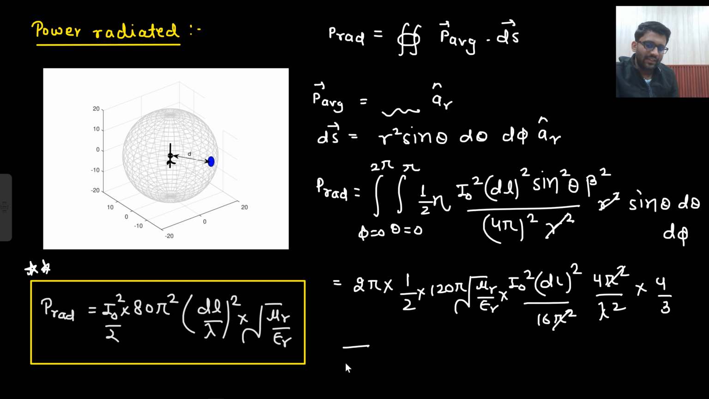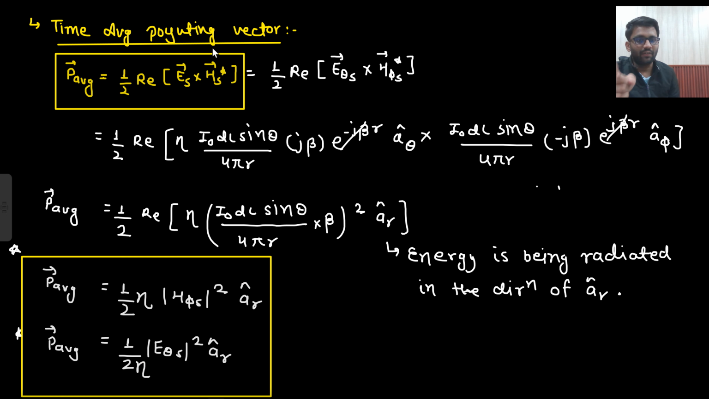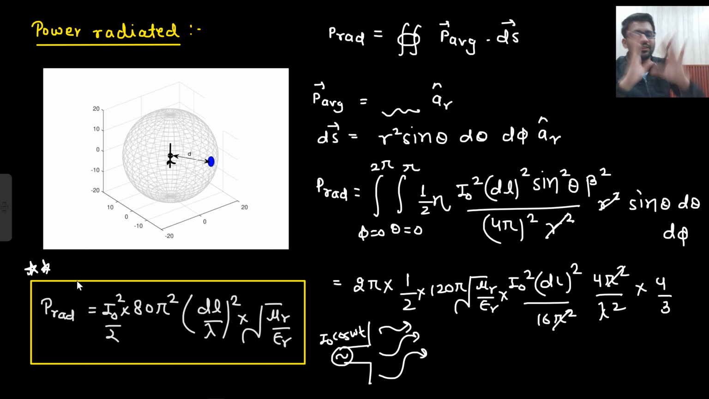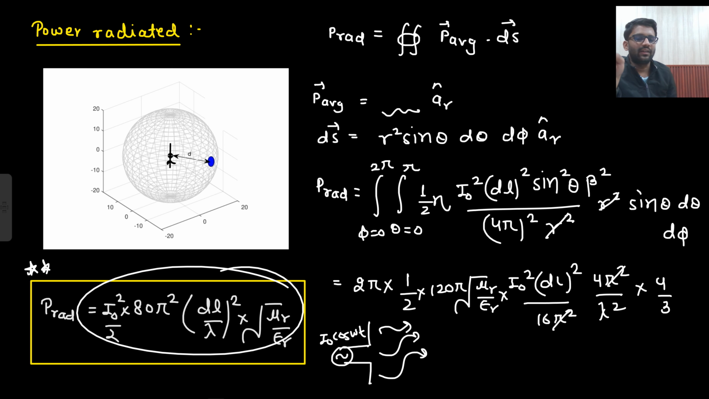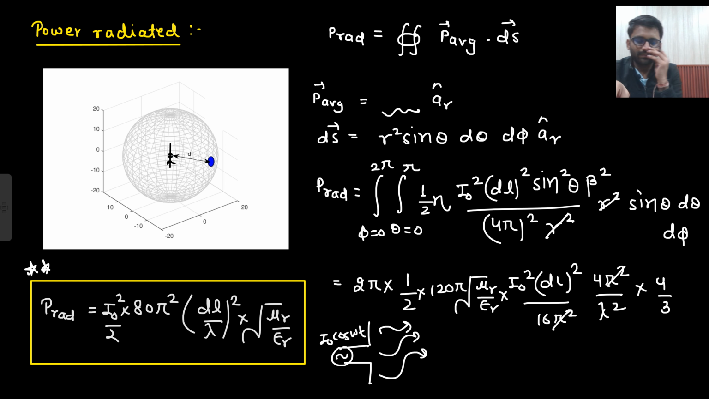So what we did, this was our antenna, and we gave it some supply, I naught cos omega t. Now this antenna is radiating some power in the radial direction. This P radiated is not a vector quantity, but the time average pointing vector is a vector quantity. P average is a vector quantity, right? But the total power that is radiated is not a vector quantity. So how much power is it radiating? This much power. This you need to keep in mind. Also, P radiated is not a function of R.